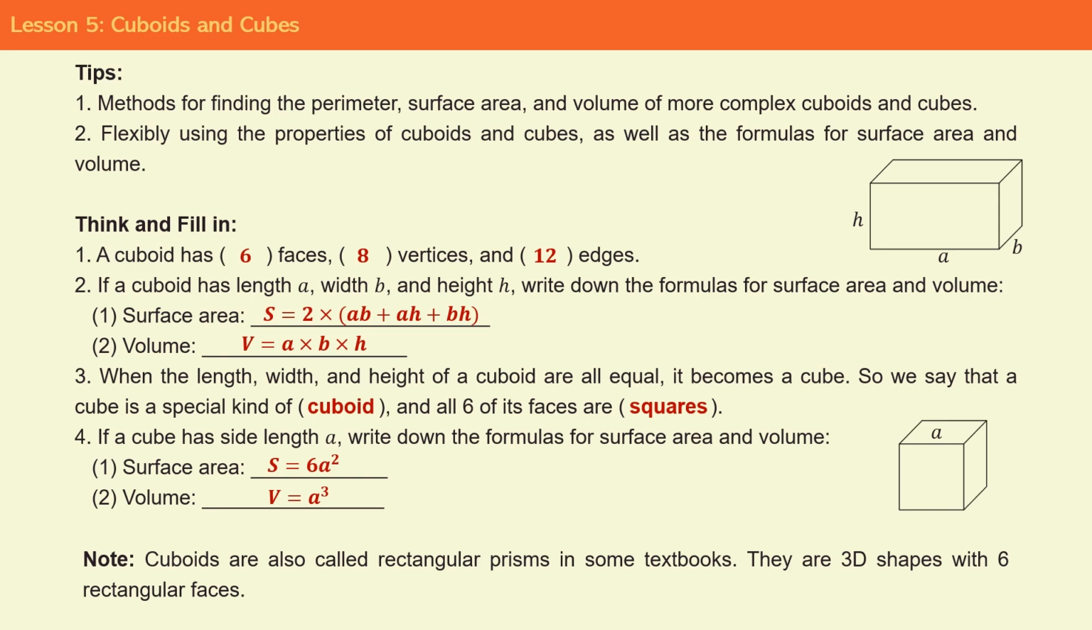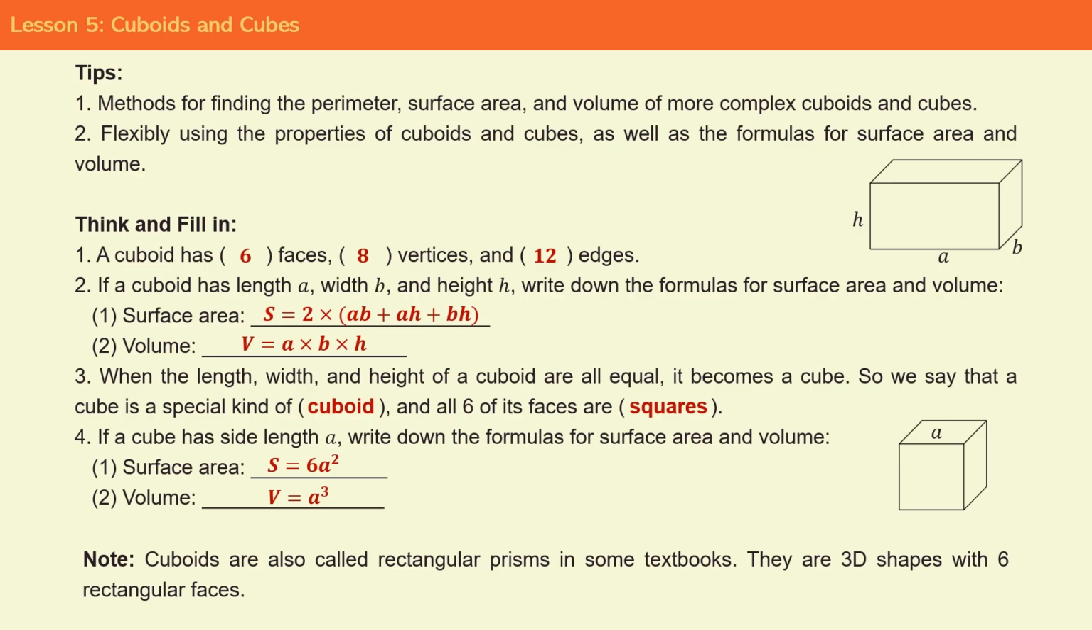1. A cuboid has 6 faces, 8 vertices, and 12 edges. 2. If a cuboid has length A, width B, and height H, the formula for surface area is S equals 2 times the sum of AB, AH, BH. The formula for volume is V equals A times B times H.